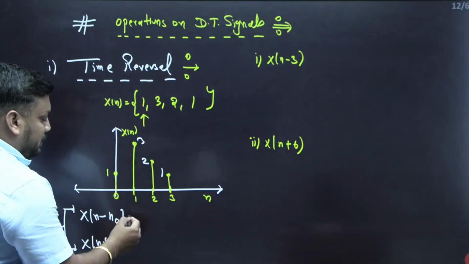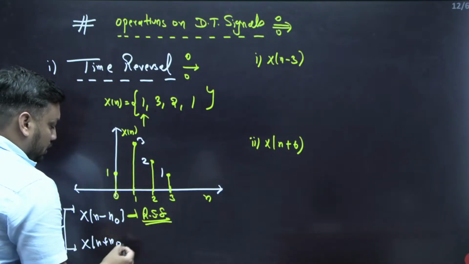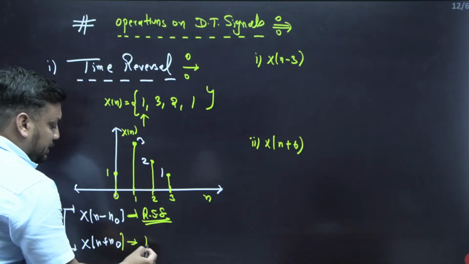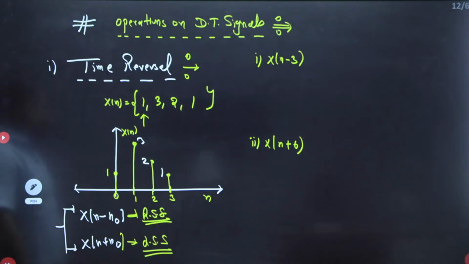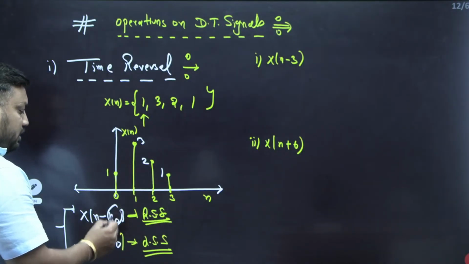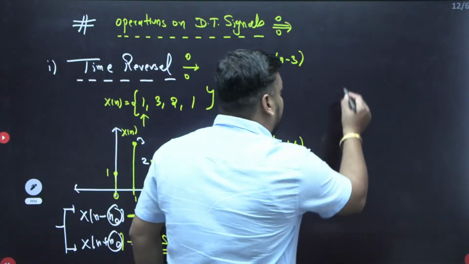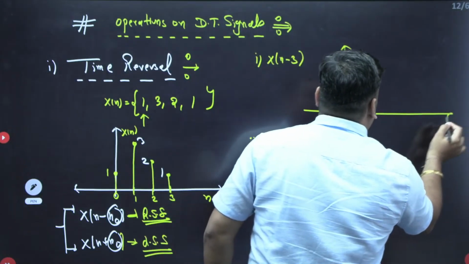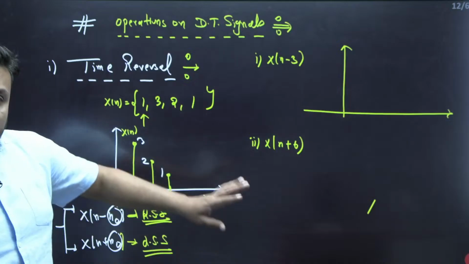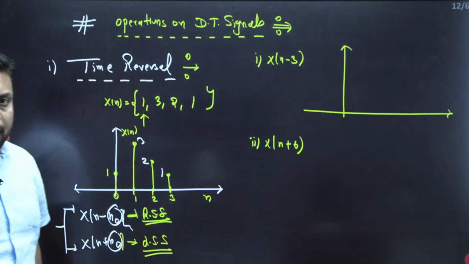X of n minus n naught means RSS, right side shift, and x of n plus n naught means LSS, that indicates left side shift, by n naught distance. Students, if I perform this graphically, however, as I told you, I will teach you how to directly shift in the sequence itself, but first of all we will discuss the lengthy approach. After that we will discuss the short approach, the shortcut method.